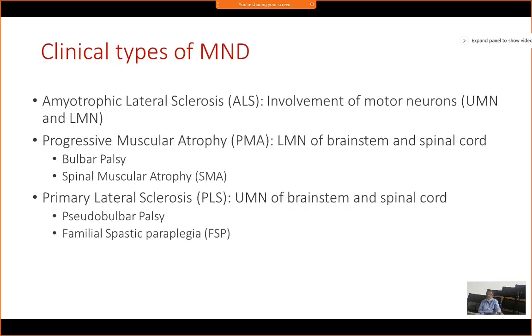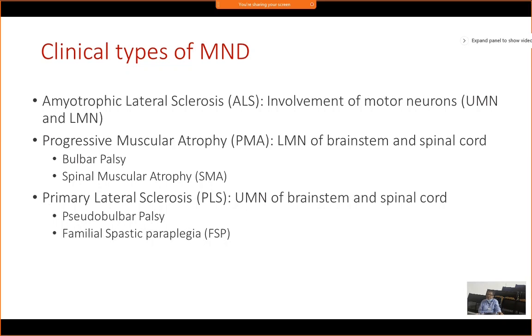What are the clinical types of motor neuron disease? As we just described, the most important is amyotrophic lateral sclerosis. It is basically involvement of the motor neurons of the upper motor neuron as well as the lower motor neuron. So that is the most common variety.